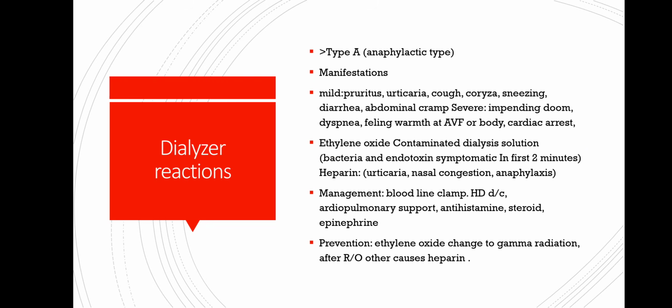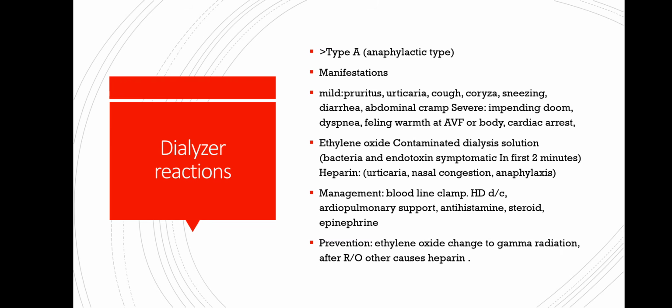Next, we are discussing the dialysis reactions. The first one is type A, the anaphylactic type. The manifestations of dialysis reactions are mild, such as pruritus, cough and sneezing, diarrhea, abdominal cramps, then severe, with a sense of impending doom, dyspnea, warmth at the AVF or body, then cardiac arrest.